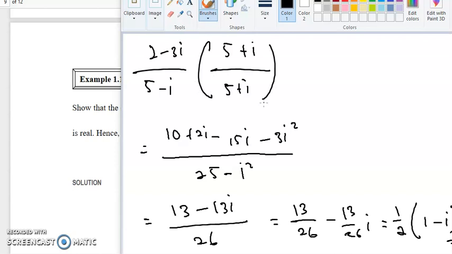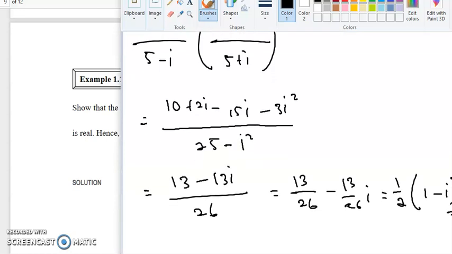I already solved it for you, so I hope you already stopped the video previously. So please try to find the conjugate on your own. So I will expand it one by one, so you'll be having this one. After you did some simplification, you'll be having (13 minus 13i) over 26.